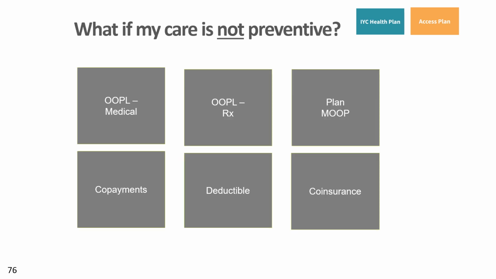And if the care you need is not preventive, then this is where you share part, if not all, of the cost of the services you incur. So to better understand how the health plan and the access plan work, we'll now talk about the copays, deductibles, coinsurance, and out-of-pocket limits of these plans.